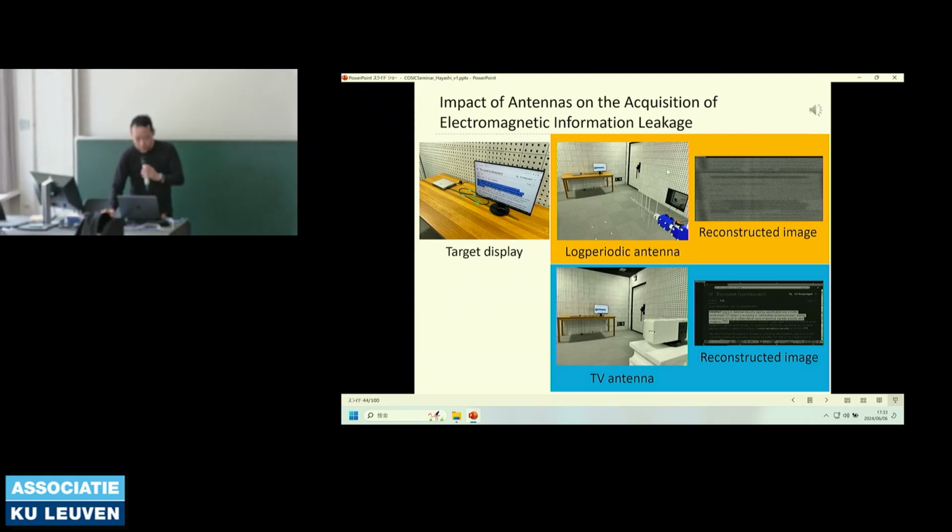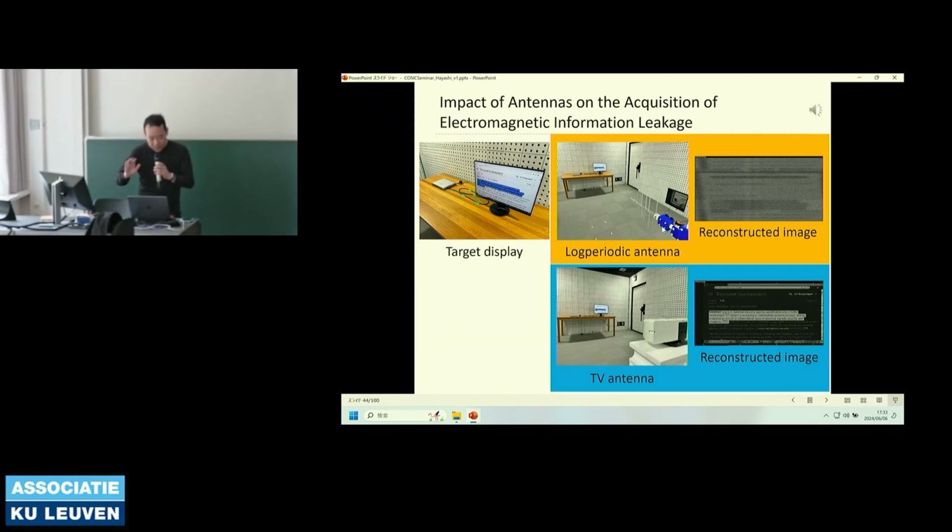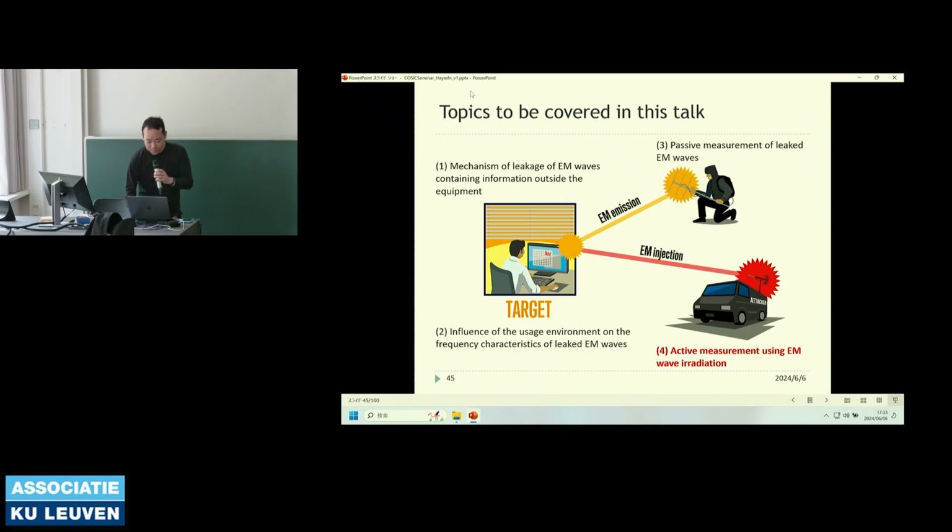In this example, polarization is also important. So the antenna is sometimes black magic, but an expensive antenna is not always good. Please consider the leakage frequency. Based on this knowledge, please select the receive antenna.